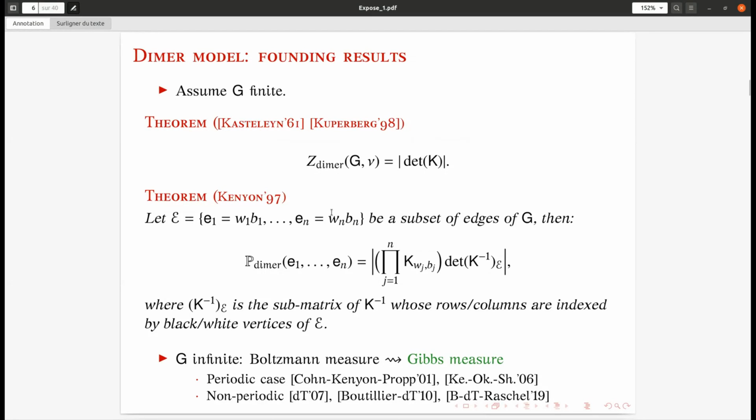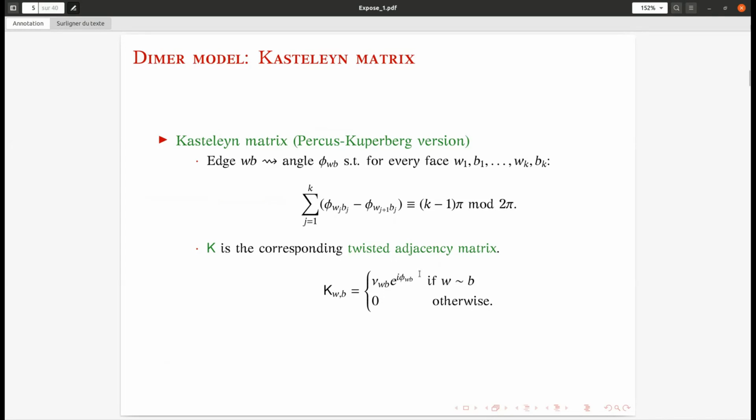Okay, and so the main result, I told you it's what you need to compute things in the dimer model. So how do these results work? Suppose that the graph is finite, then Kasteleyn in 61 proved that the partition function of your dimer model is equal to the determinant of this Kasteleyn matrix in modulus. I also cited Cooperberg because he introduced the Kasteleyn matrix with the phases. In the version of Kasteleyn, you had signs, plus or minus signs, put in a clever way.